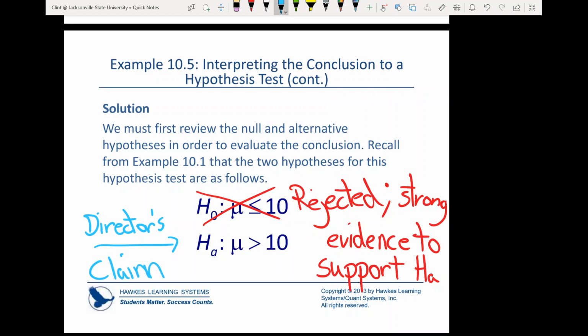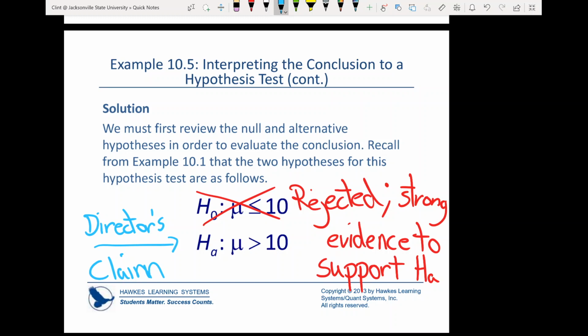He said he was afraid students were spending more than 10 hours per week. So here at the hypothesis test, we've got strong evidence to support the alternative hypothesis, which was the director's claim. So that means, yeah, our hypothesis test came out in favor of the director's claim. It looks like we've got really strong statistical evidence that the director is right, that students are having to spend more than 10 hours per week on each course.